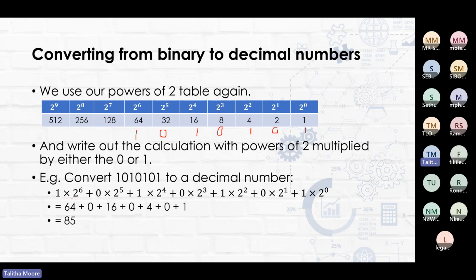So it's going to be 1 times 2 to the 6 plus 0 times 2 to the 5 plus 1 times 2 to the 4 plus 0 times 2 to the 3 plus 1 times 2 to the 2 and 0 times 2 to the 1 and 1 times 2 to the 0. And then, of course, we write out these values. So it will be 64 plus 0 plus 16 plus 0 plus 4 plus 0 plus 1 gives us 85.